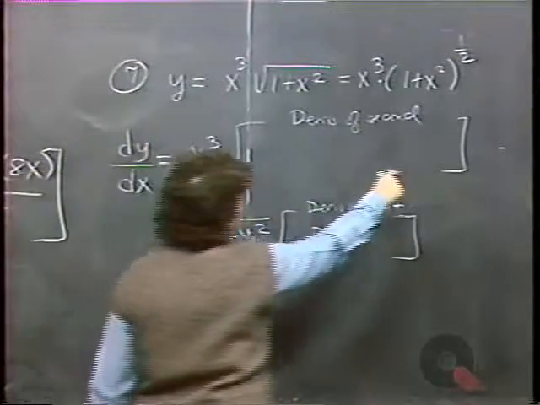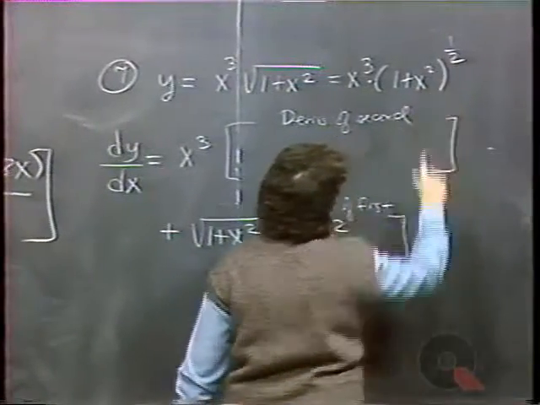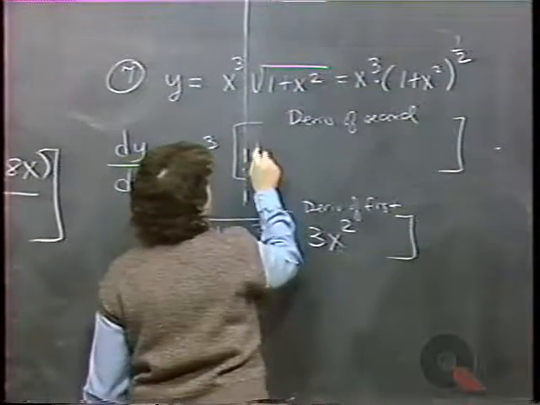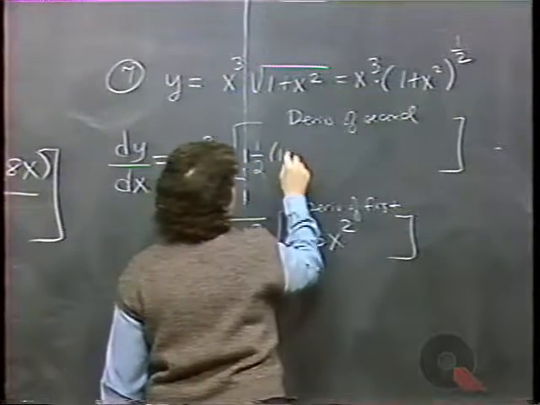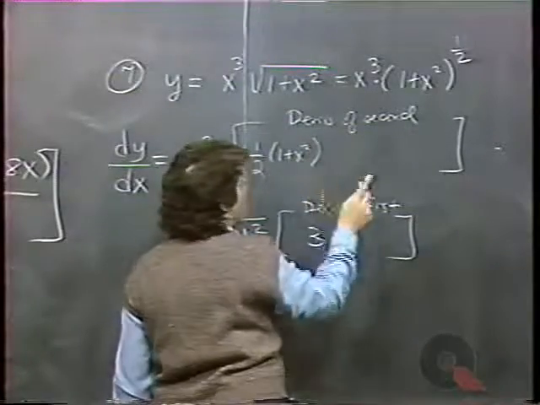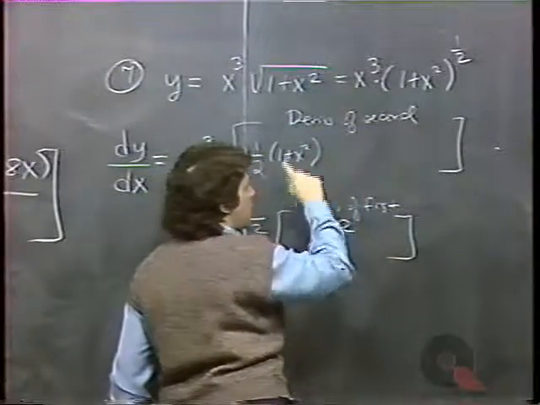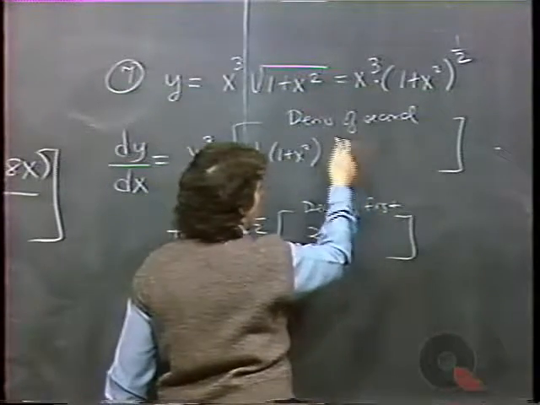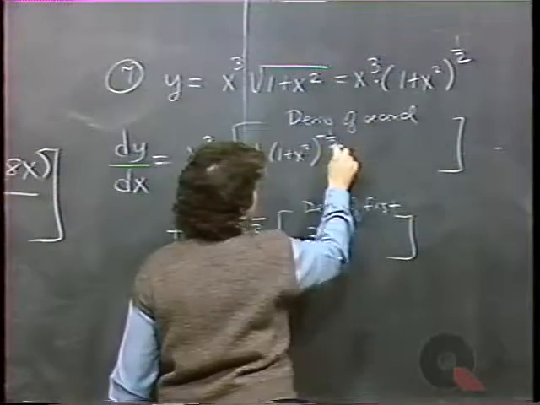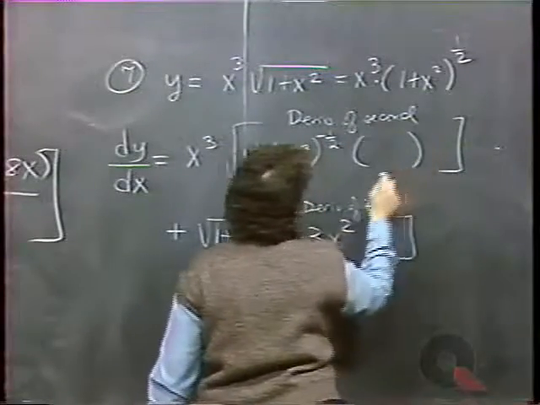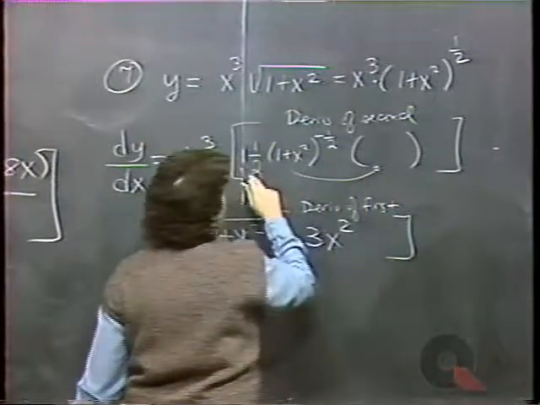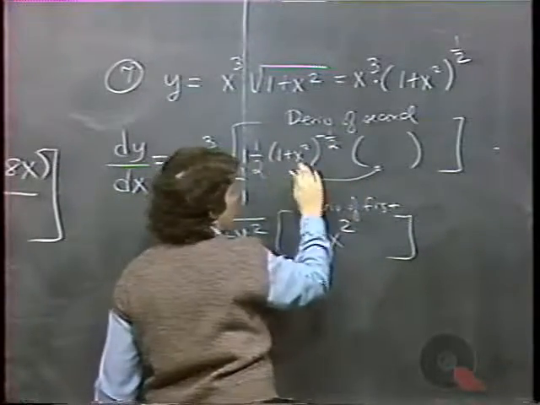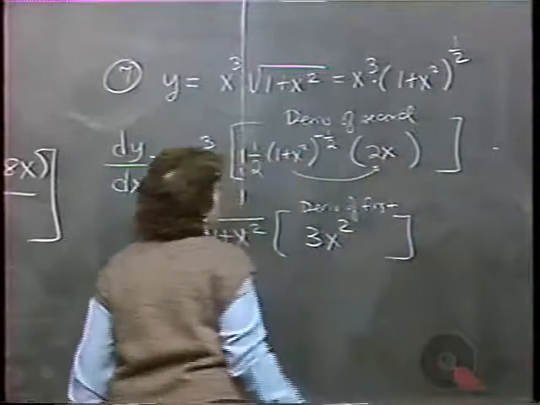Now, the derivative of the second is a function to a power. That's our power rule. The derivative of a function to a power is the power 1/2 times the function 1 plus x squared to the 1 less power. That's 1/2 minus 1. 1/2 minus 1 is 1/2 minus 2/2, so minus 1/2, times the derivative of the inside. Power, function, 1 less power, times the derivative of the inside. The derivative of 1 is 0. The derivative of x squared with respect to x is 2x.